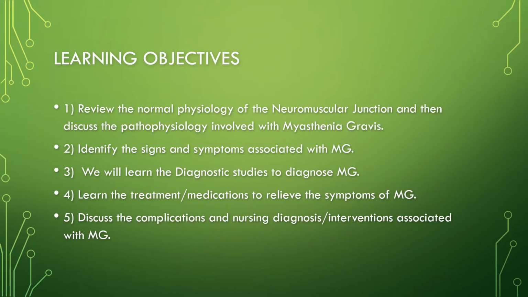So the learning objectives for Myasthenia Gravis: first we're going to talk about the normal physiology, then the pathophysiology, the signs and symptoms, some diagnostic studies, treatment and medications, complications, and nursing diagnosis and interventions associated with Myasthenia Gravis.